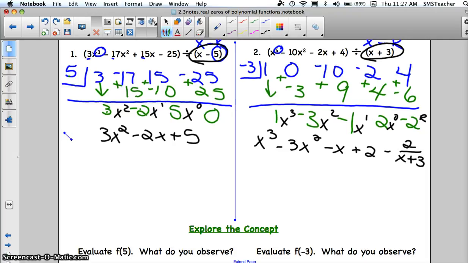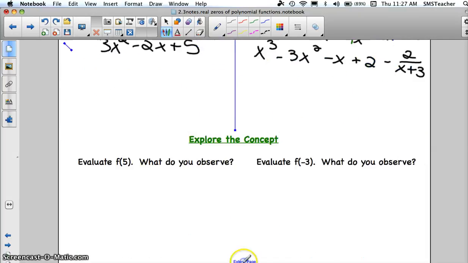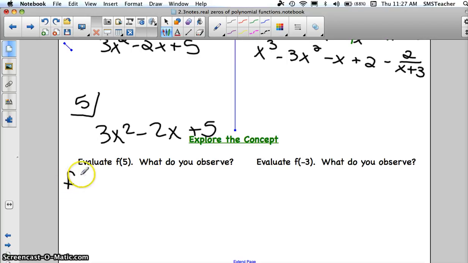Now, I would like for you to look at this, explore the concept. It asks us to evaluate f of 5. In the previous example, we did synthetic division by 5 and came up with 3x squared minus 2x plus 5. So if we evaluate f of 5, we'll plug 5 into our original polynomial.